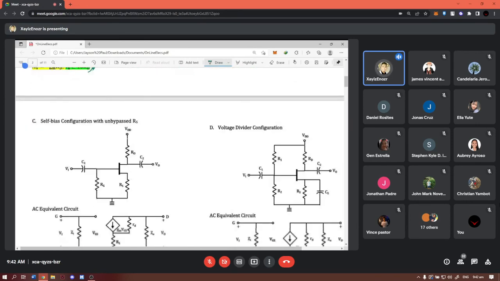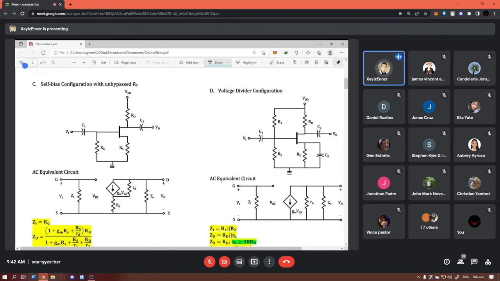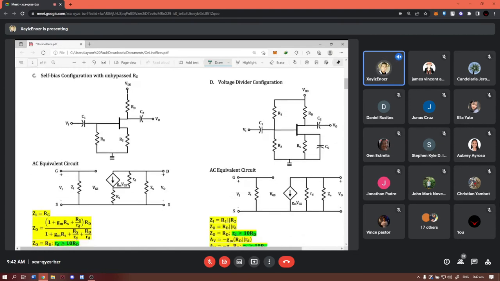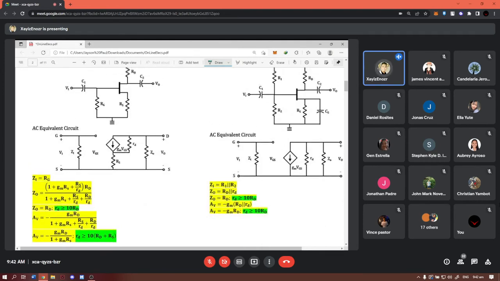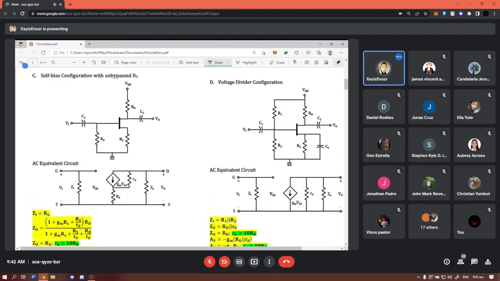Next, we have here self-bias with unbypass RS. So dito naman, okay, common source pa rin siya, kaya lang, okay, ang ating source terminal is hindi na siya bypassed by a capacitor. So mapapansin nyo, wala na siyang capacitor dito. So therefore, sa AC and DC analysis, pareho natin i-consider si RS.